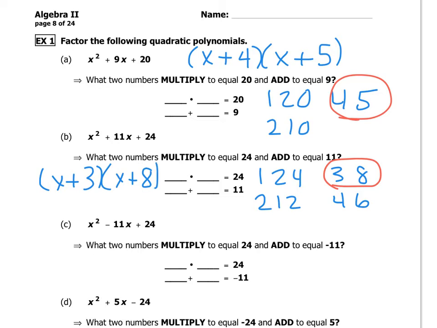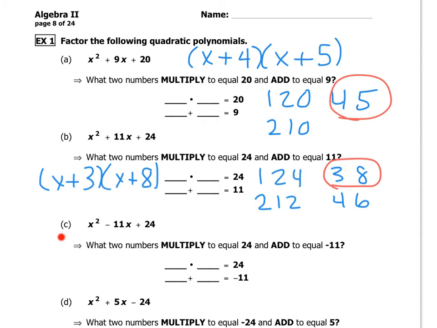And I always get some students who ask me this. Does it matter when you're doing this if you have the x plus 3 first and the x plus 8 second, or could you have the x plus 8 first? It doesn't matter which one you put first. There are two things that are multiplied, and if you remember our commutative property, it's still going to multiply to be the same thing if we switch the order.